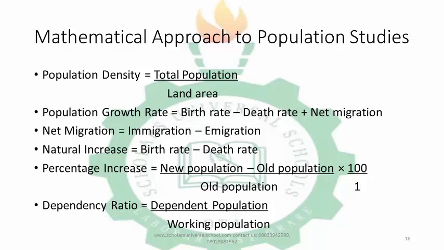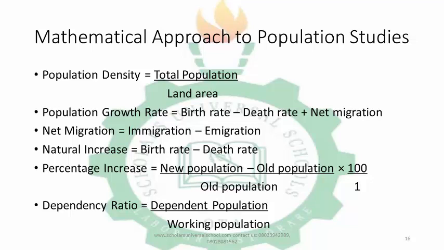So when you get to the net migration and you are asked to find the population growth rate, that's the rate at which the population grows. You have to get figures for the birth rate, figures for the death rate, and figures for the net migration. So to get this, you subtract the death rate from the birth rate, then you add the net migration to get the population growth rate.